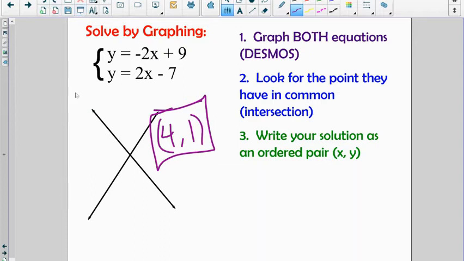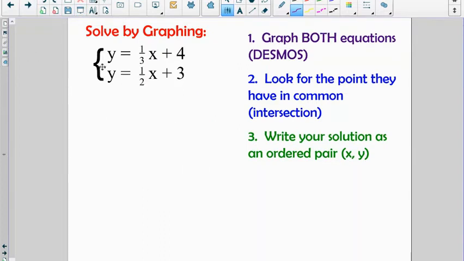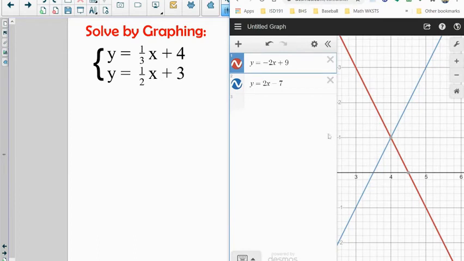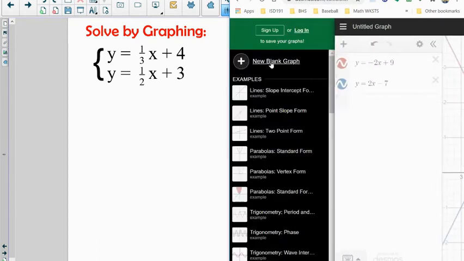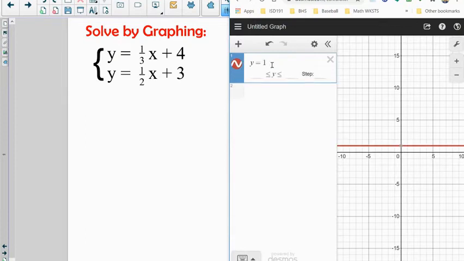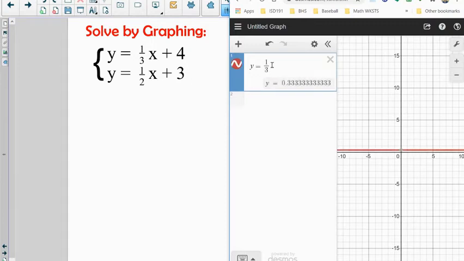Let's take a look at another example. Okay, this time we have a system of equations that have some fractions in there. So I just want to remind you that you can still graph this. I would always encourage you to clear your screen, go to a new blank graph. And when you type in fractions, you're literally just going to type 1/3. You press the numerator, and when you press the slash button, which is down by the right shift key, it turns it into a fraction automatically, and you can type in your denominator.